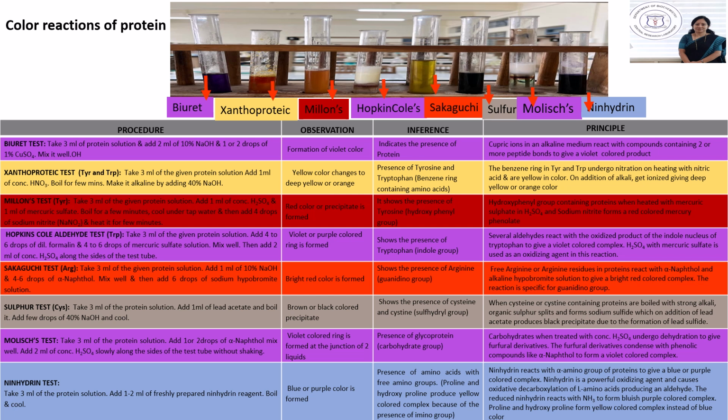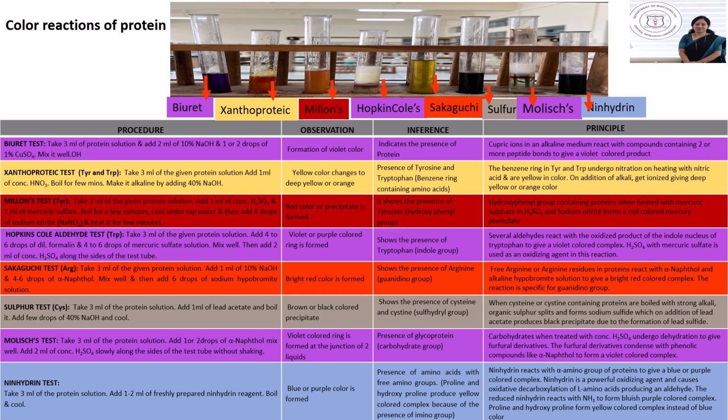What's the principle behind this ninhydrin test? Ninhydrin reacts with the alpha amino group of the protein to form a blue or purple colored complex. Ninhydrin is a powerful oxidizing agent, and this causes oxidative decarboxylation of L amino acids, which are naturally occurring amino acids, producing an aldehyde, and in this process ninhydrin gets reduced. This reduced ninhydrin reacts with the amino group to form a bluish or purple colored complex. So all the amino acids will answer this test forming blue or purple color, except proline and hydroxyproline, which form yellow color because they contain an imino group instead of an amino group.